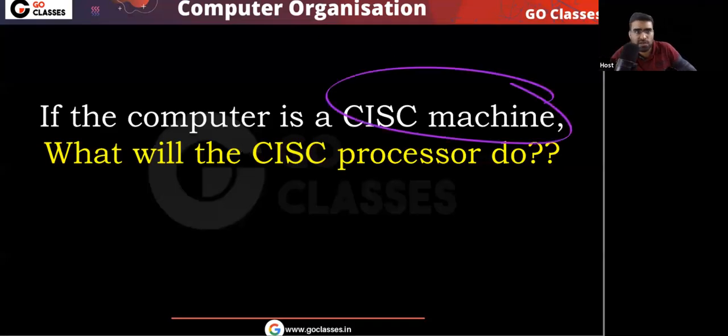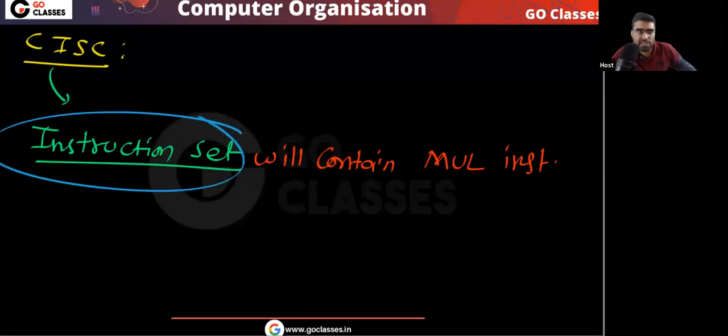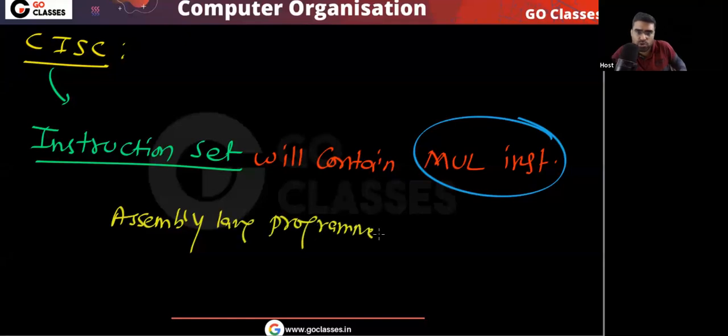Now what will the CISC machine do? The instruction set of the CISC machine will contain this instruction: there will be an instruction MUL. Let me tell you one more thing. The assembly language programmer can write simply this instruction. The assembly language programmer will only have to do this. That's it: MUL location 2, 5.